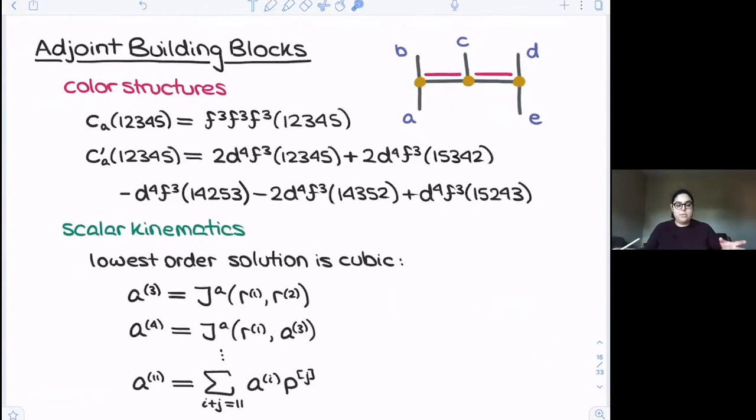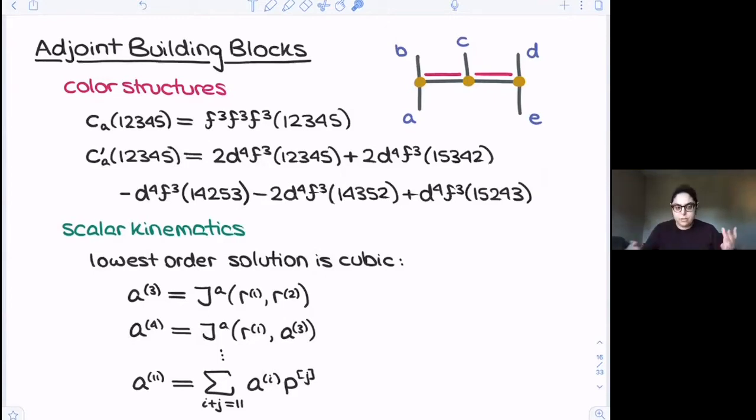Next up, adjoint structures. So of course, adjoint color, you have F3, F3, F3 type contractions of FABCs on each vertex. But interestingly, the adjoint constraints actually admit a second solution in color, and it's this combination of D4 F3 structures. And there's no way to re-express this as F3, F3, F3s. And this was really surprising to us at first, but it actually turns out to be crucial for capturing some of the factorizing corrections we care about.